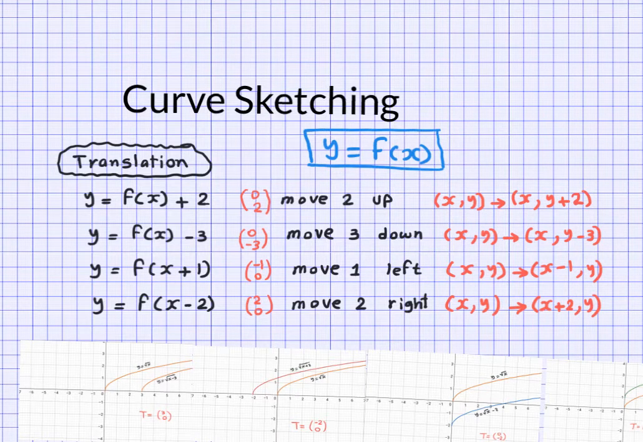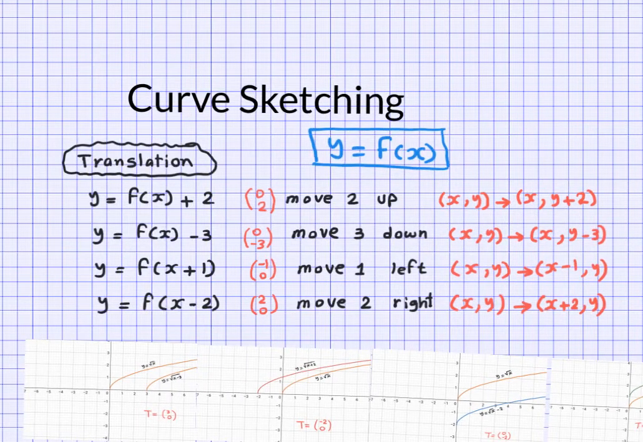Curve sketching. The first type is translation. In translation we draw the same curve, but we slide the curve up or down, right or left.